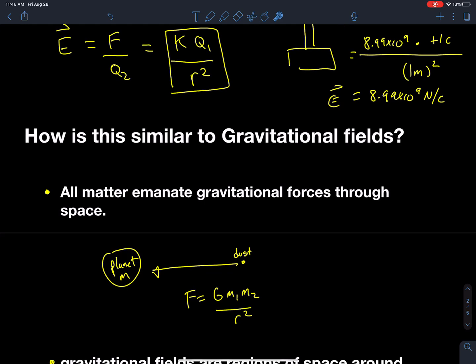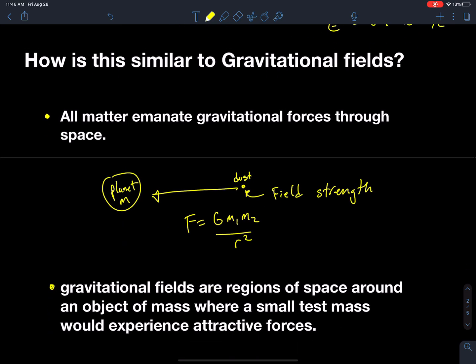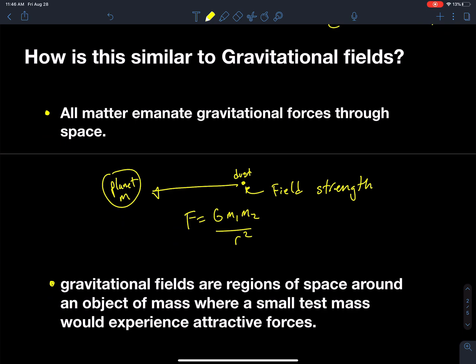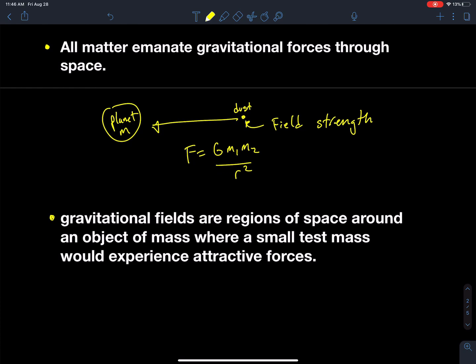Now for the strength at that position, if I wanted to know what the field strength is, well, what's the definition? The gravitational field strength is the same. It's the force per unit mass. So the gravitational field strength at that position is equal to the force per unit mass at that position. That's what it says over here.